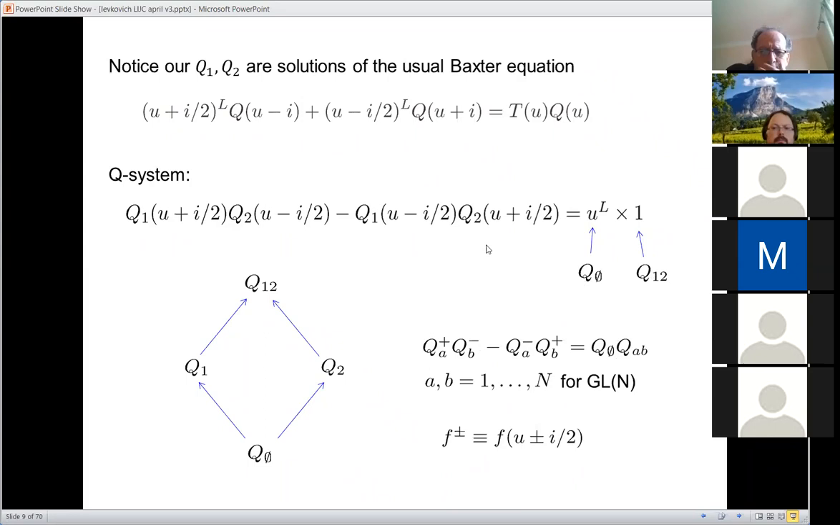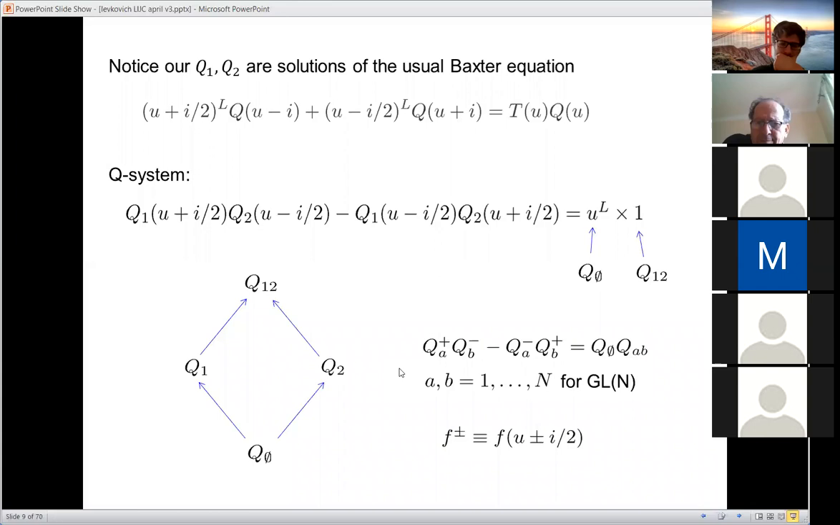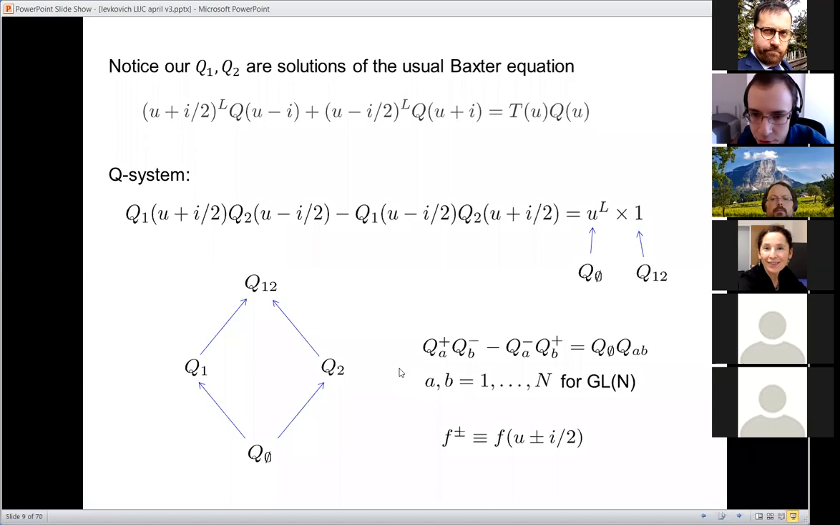Sorry, is there an expression for T in terms of the Qs? Yeah, of course there is. T is just a 2 by 2 determinant. You can see here, the left-hand side is in fact a 2 by 2 determinant. For T, it will be the same, but the shifts will be by i, not i over 2. Thanks.